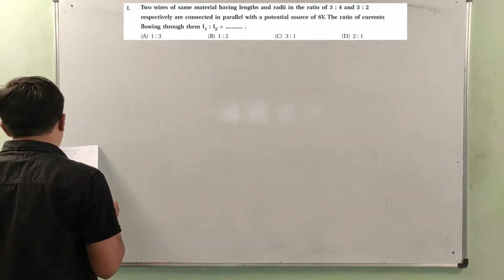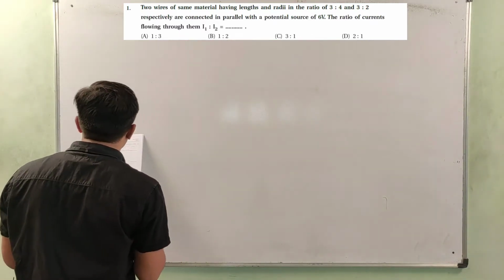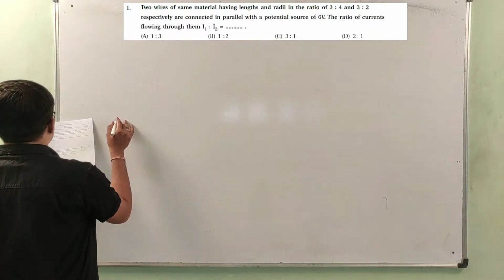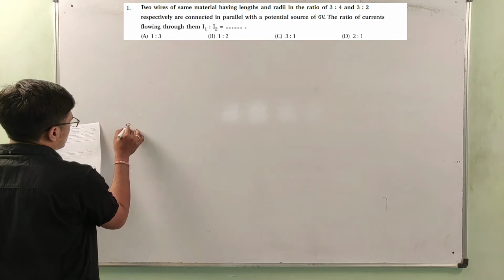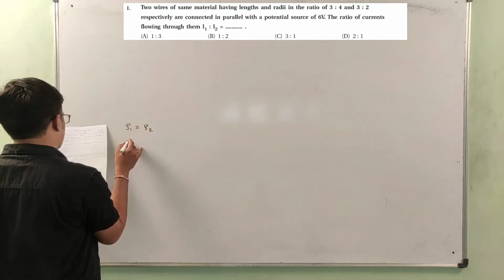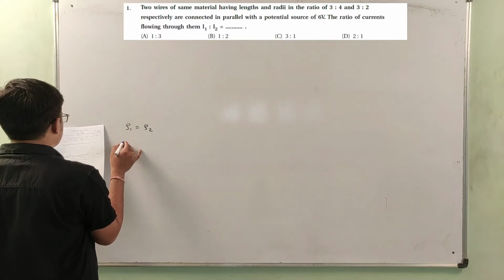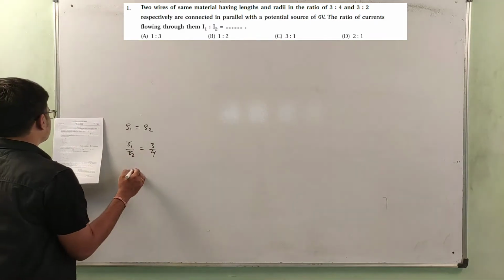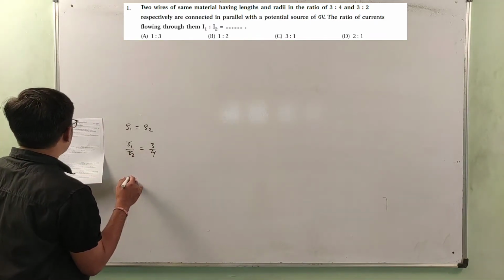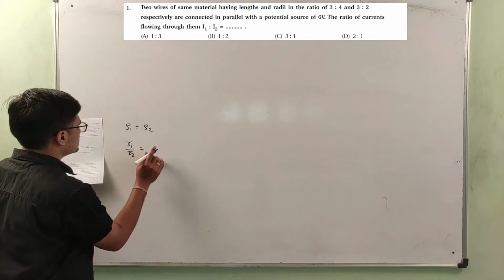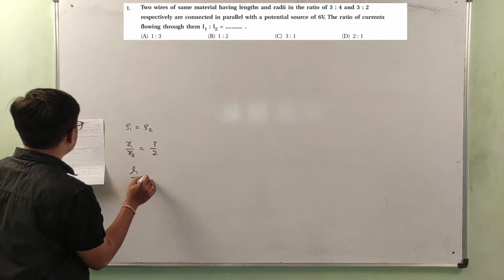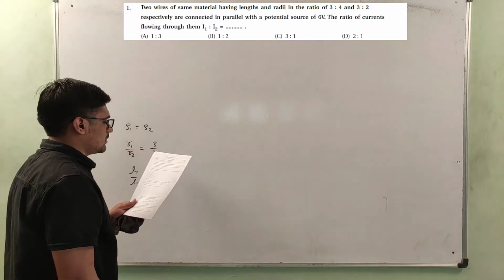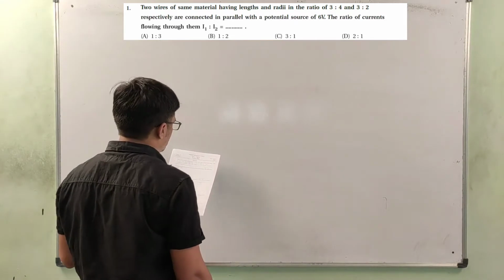Two wires of the same material having lengths and radius in the ratio of 3 raised to 4 and 3 raised to 2 respectively. So two wires of the same material, so resistivity is the same for both, and the radii are in the ratio R1 by R2 is equal to 3 by 4, having length and radius in the ratio. So the ratio of radius is 3 raised to 2 and the ratio of length is 3 raised to 4, connected in parallel with the potential of a source of 6 volt.